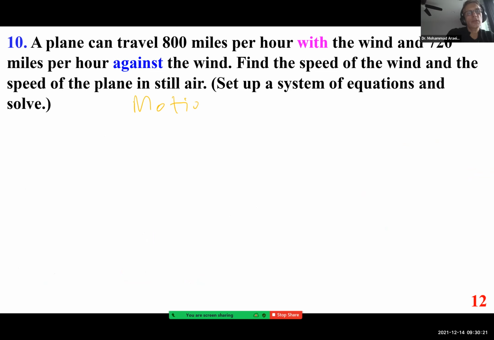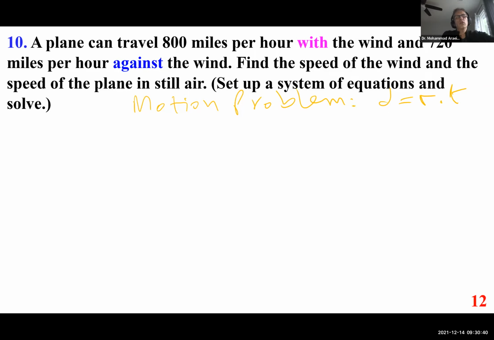Perfect. This is known as a motion problem. D equals RT. D is the distance, R is the rate, T is the time. Now, when we go in the same direction as the wind or the current, the speed of the wind or the current will help us, will be added to our speed. If we are going against them, they will work against us. Their speed will be subtracted from ours.